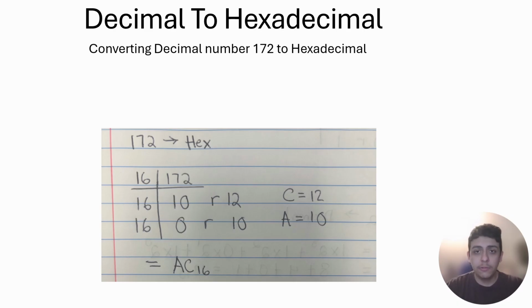We then divide the quotient, which is 10, by 16 again and get 0 with a remainder of 10, which in our hex version is A. Finally, we read the remainders from the bottom to the top, which gives us AC. The reason we read from bottom to top is because each division step moves us from the least significant digit to the most significant one.